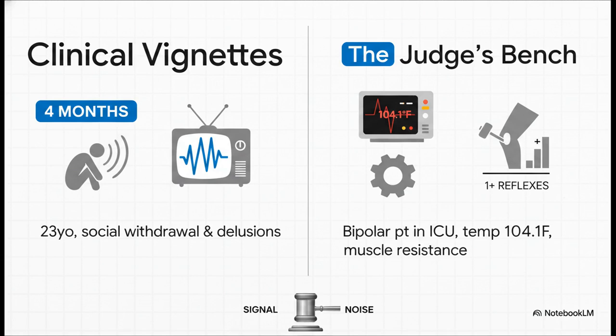Vignette B. A 38-year-old bipolar patient in the ICU with a temp of 104.1 Fahrenheit, extreme uniform muscle resistance, and 1+ deep tendon reflexes bilaterally. Read the signals, ignore the noise of that stressful university semester, and lock in your structural differentials.